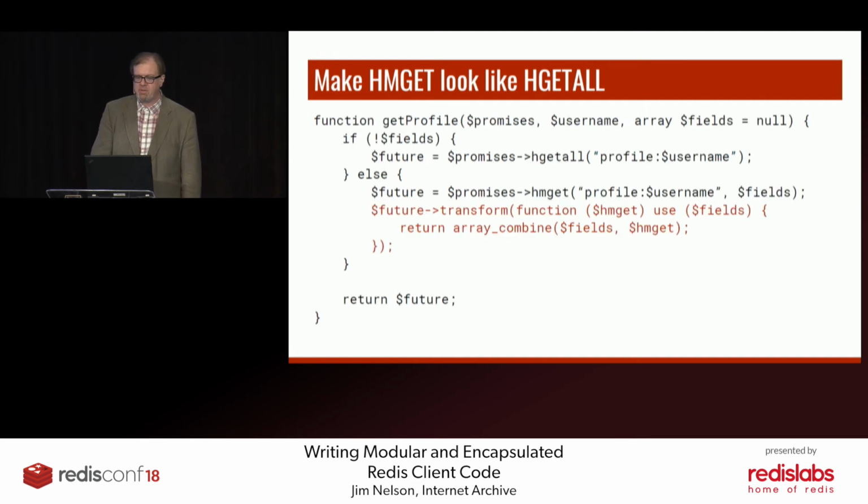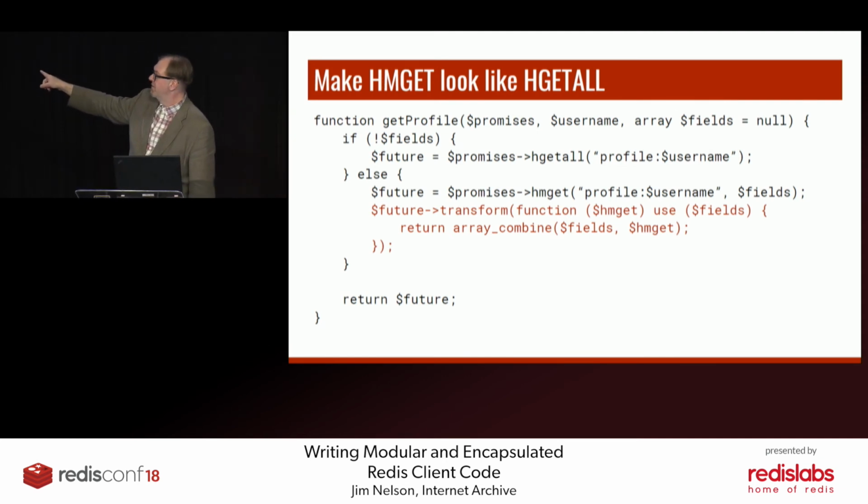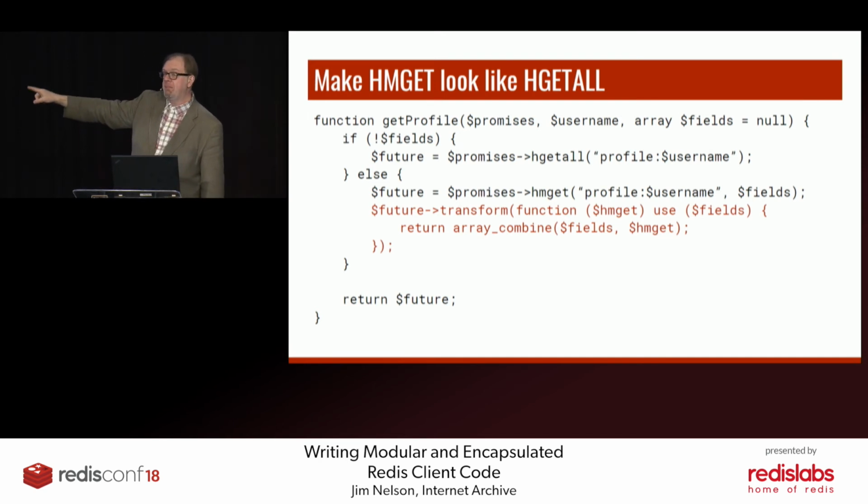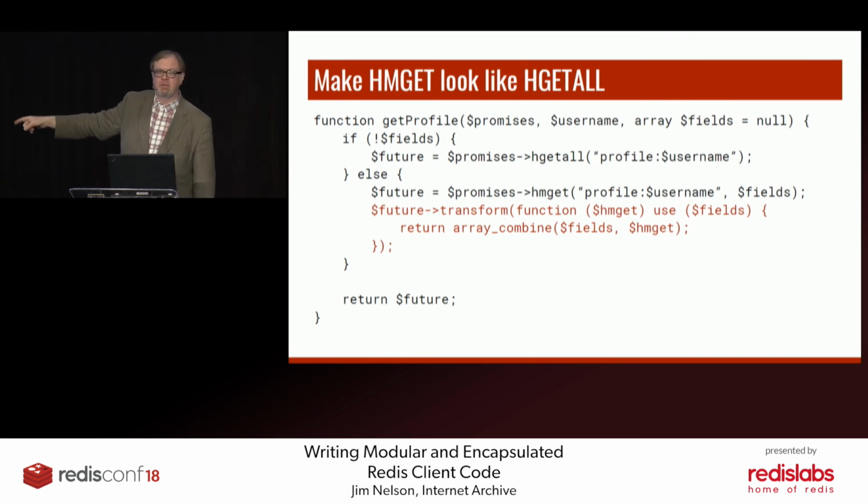Well, you can use a transformation to smooth that over. Here, if the user calls this function and they provide an array of fields, the HGETALL will work as it normally does, returning a map, name, value, name, value. But the second code path, where it's using the fields to do an HMGET to only retrieve the fields the user wants, the transformation function uses the PHP array combine function, which takes two arrays and combines them together to produce a map. The point is that this future is now going to return the same style mapping no matter how it's called.